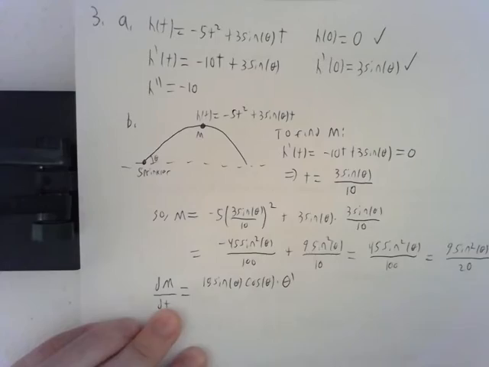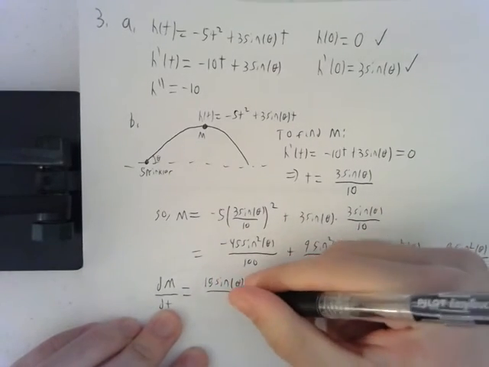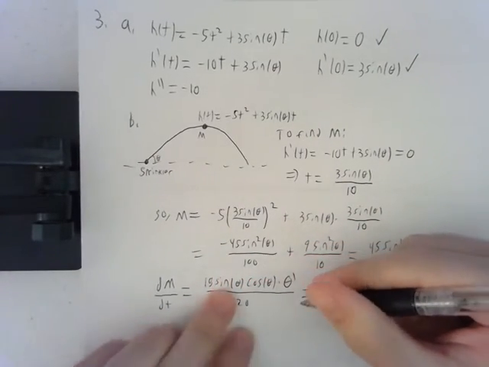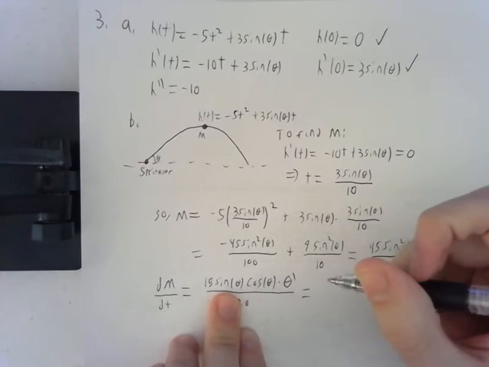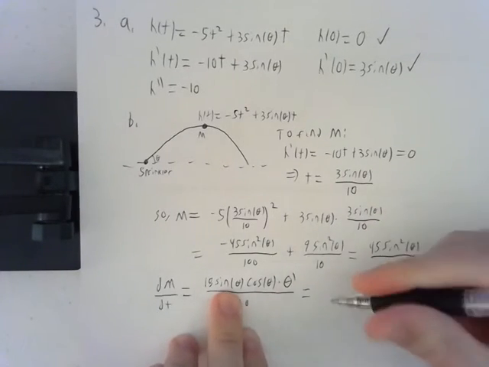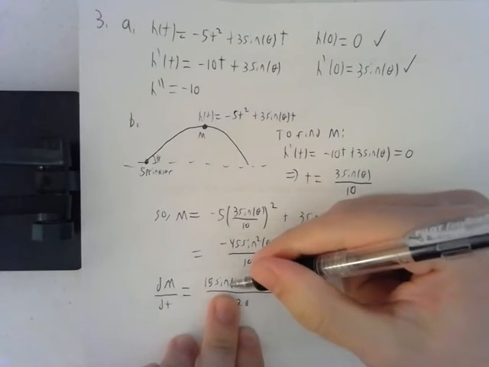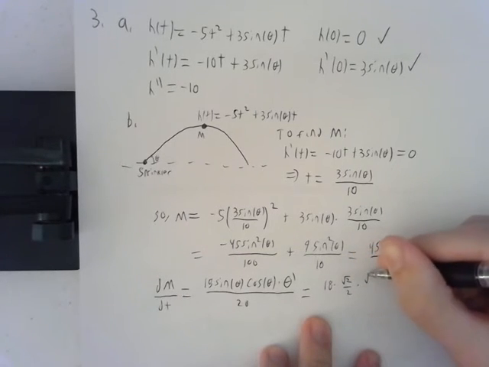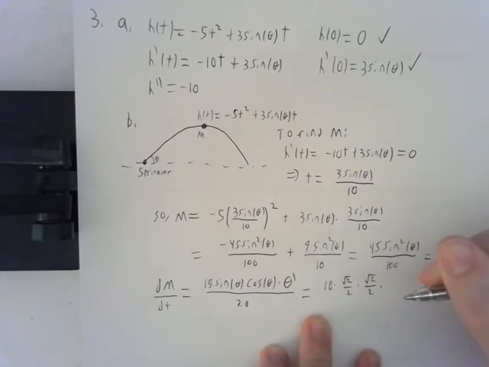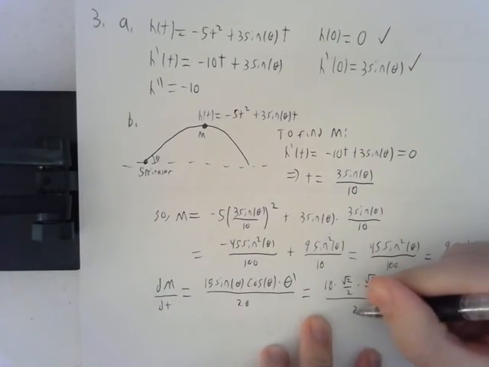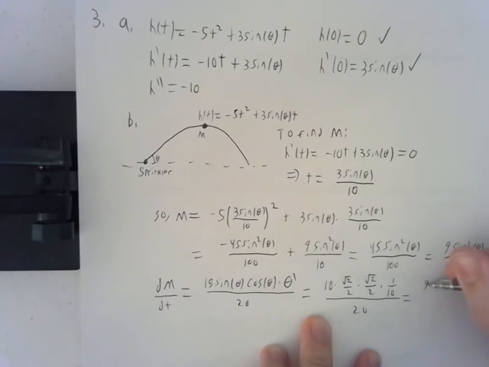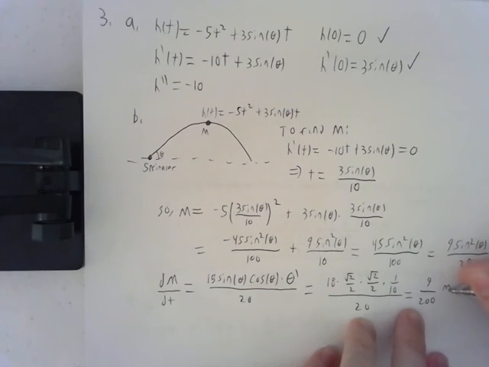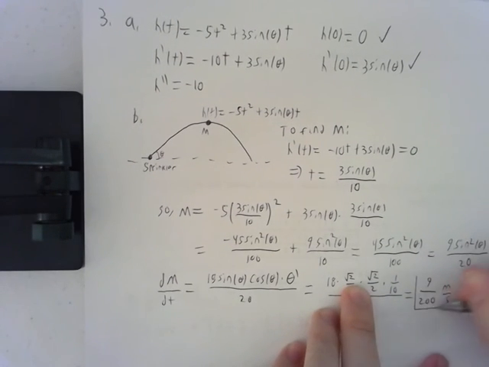We still divide by 20, but now we can plug in things that we know. So theta, we're interested in the moment when theta is pi over 4. When theta is pi over 4, sine and cosine are both square root 2 over 2. And we're told that theta prime is equal to 1/10, divided by 20. This all simplifies to 9 divided by 200, and our units are meters per second. So that was the solution to this problem.